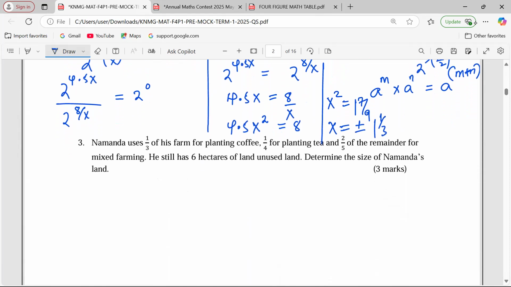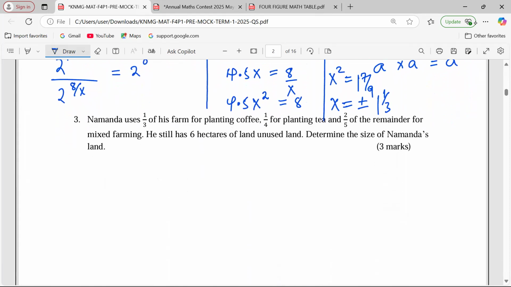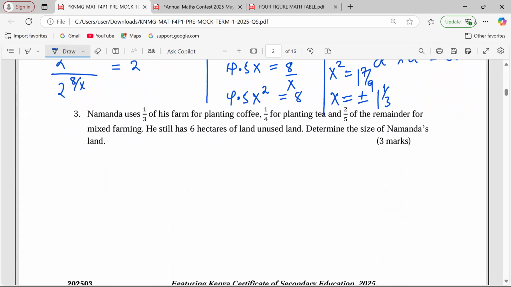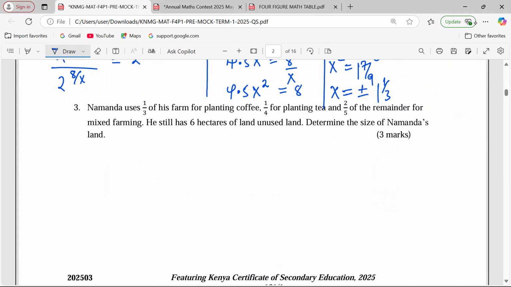That is it. We can check number 3. Namanda uses a third of his farm for planting coffee, a quarter for planting tea, and 2 out of 5 of the remainder for mixed farming. He still has 6 acres of land unused.